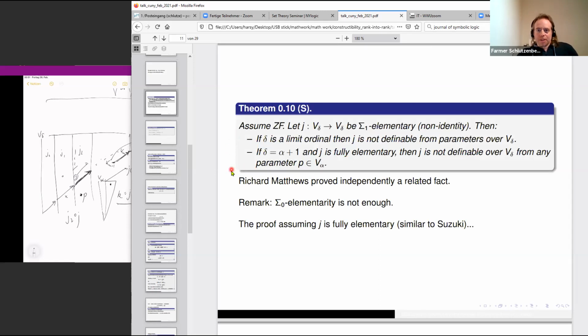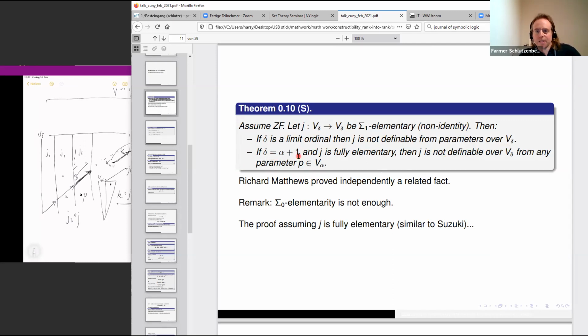Okay, so the first theorem is this one. If we have ZF, and in general I'm just assuming ZF throughout as the background, so if J from V delta to V delta is Sigma 1 elementary and non-trivial, where delta is whatever ordinal, and if it's a limit ordinal, then J is not definable from parameters over V delta. That just works in general.